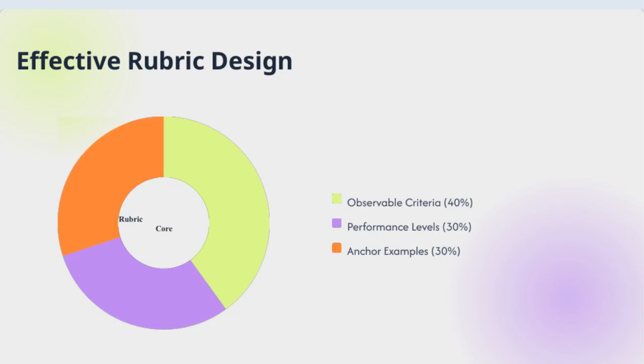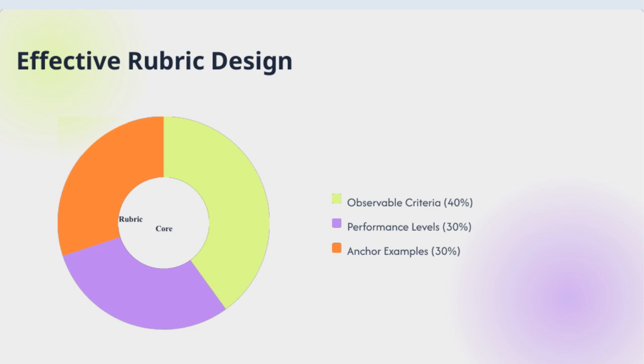Now, let's take a closer look at what makes up an effective rubric. First, we have anchor examples, which should make up about 30% of the rubric. These examples serve as clear benchmarks for different performance levels, helping both assessors and learners understand what is expected at each stage. Next, we have performance levels, also at 30%. These levels define the varying degrees of proficiency, from developing to mastery, providing a structured way to evaluate progress.